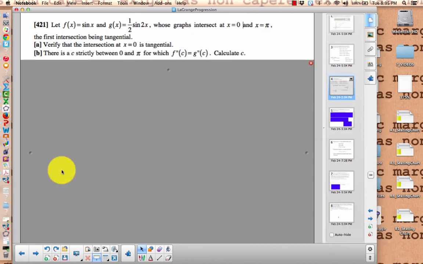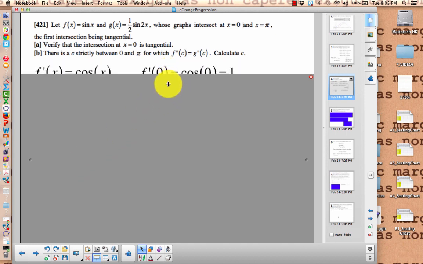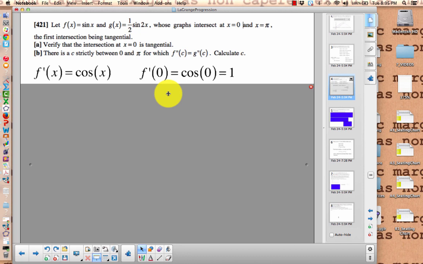Here we're asked to let f of x be sine x and g of x be 1/2 sine of 2x. These graphs intersect at 0 and pi, and at the first intersection point, 0, they will have the same slope. That's what tangential means. So A says verify that the intersection x equals 0 is in fact tangential. So we can take the two derivatives of the functions and note that they have the same value.